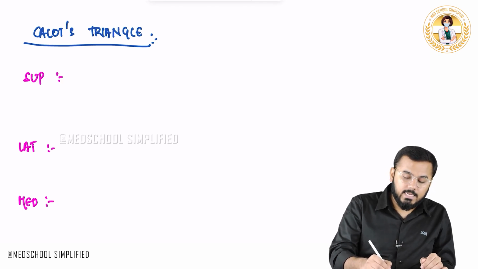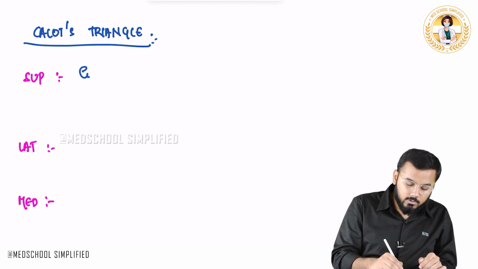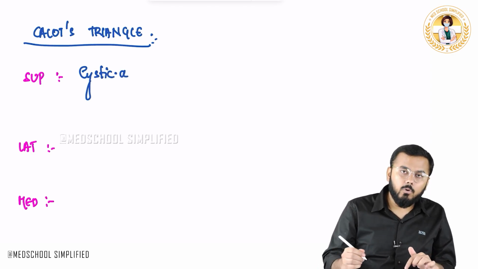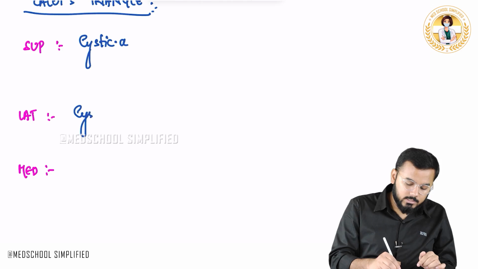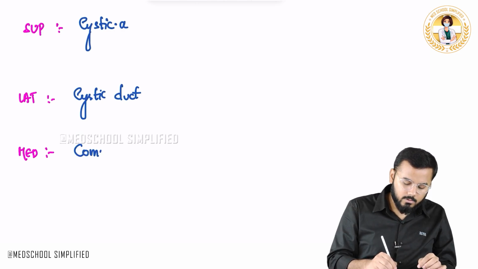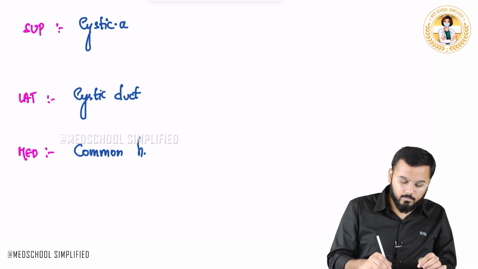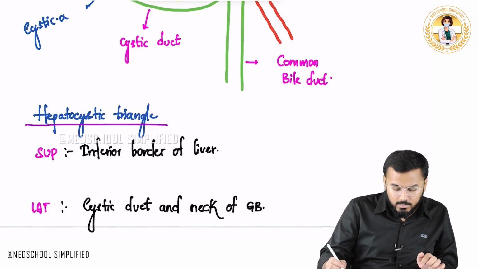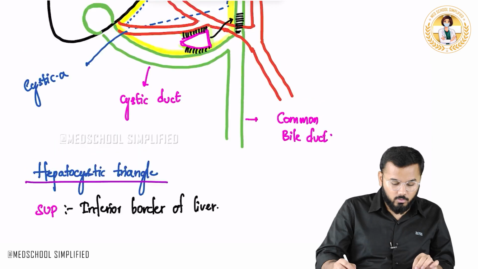Superior border is consisting of what? It is consisting of cystic artery. Okay. Next, lateral border is consisting of what? It is consisting of cystic duct. And medial border is consisting of what? Common hepatic duct. Okay, so these are the two important triangles which you have to know.